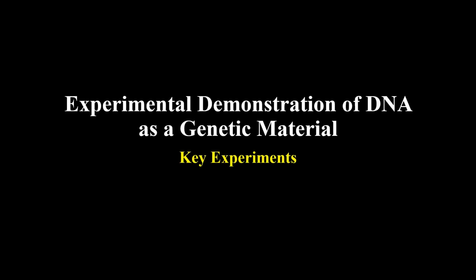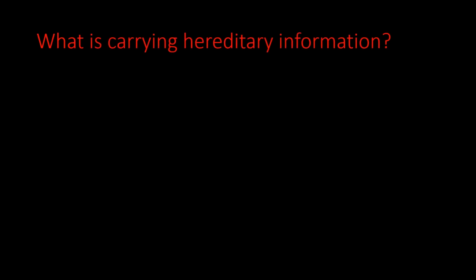We are going to study three important experiments which led to the step-by-step discovery of DNA as a genetic material. In the 1900s, there was a question: what is the hereditary material?